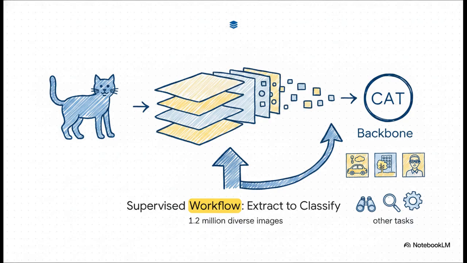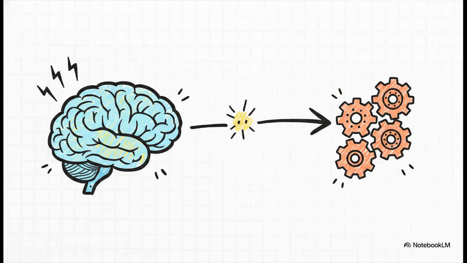This trained network, what we call the backbone, becomes this amazing foundational tool that we can then use for a massive variety of other tasks. Which tees up part four perfectly, the power of transfer learning. Because once we have that massive, pre-trained brain, we can adapt it to entirely new challenges.